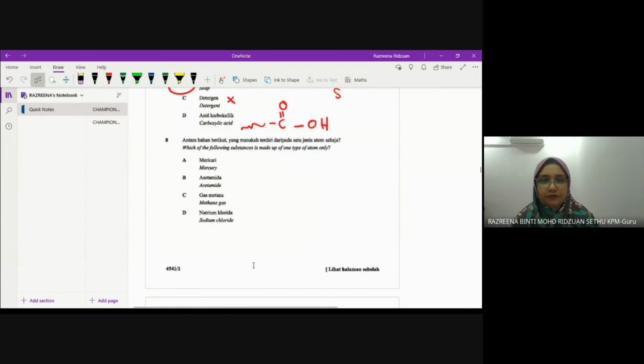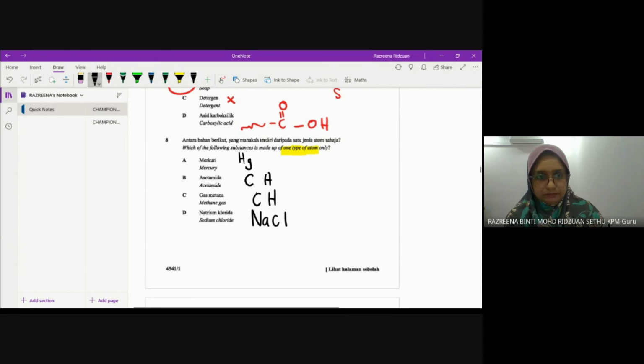Question 8. Which of the following substances is made up of one type of atom only? So the keyword here is one type of atom only. Let's look. Mercury, this is Hg. Acetamide, if you don't know the formula, there is carbon, there is hydrogen. Methane gas also has carbon and hydrogen. Sodium chloride is NaCl. So this is two types, this is two types, this is two types, this is only one type. So answer is A, mercury.